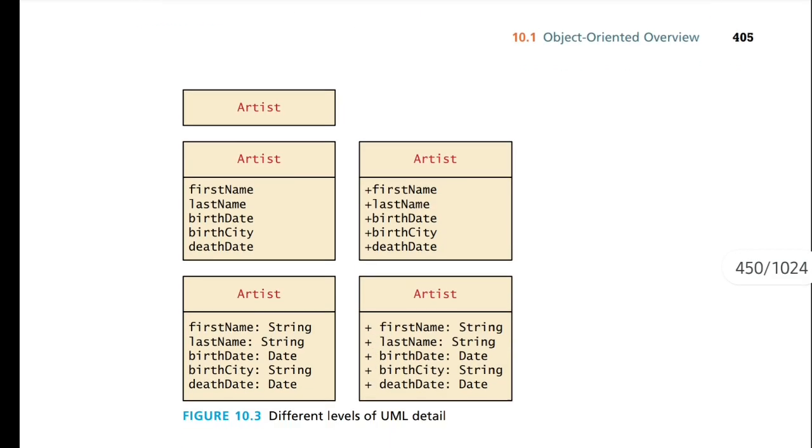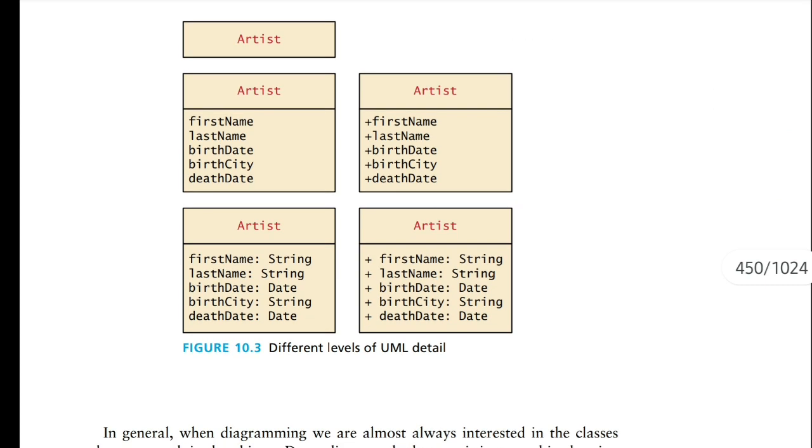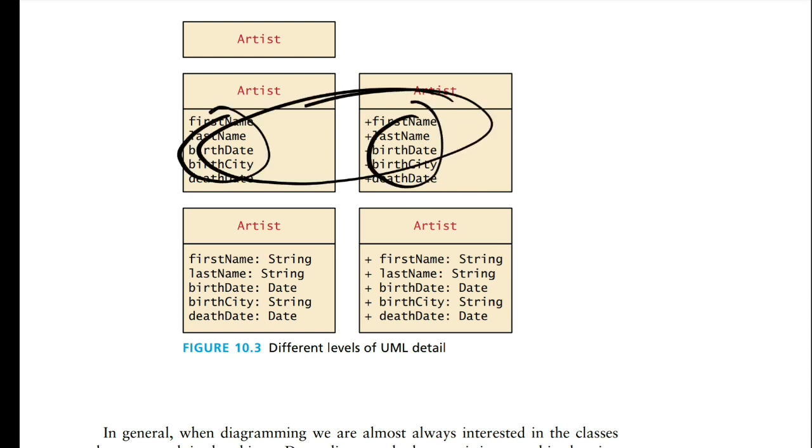Keep in mind, different levels of UML detail can be asked in the exam. So these are the different levels of UML detail. You can either just write first name, last name and so on, or you can write plus as well to denote the visibility mode. And the same goes for the object as well.